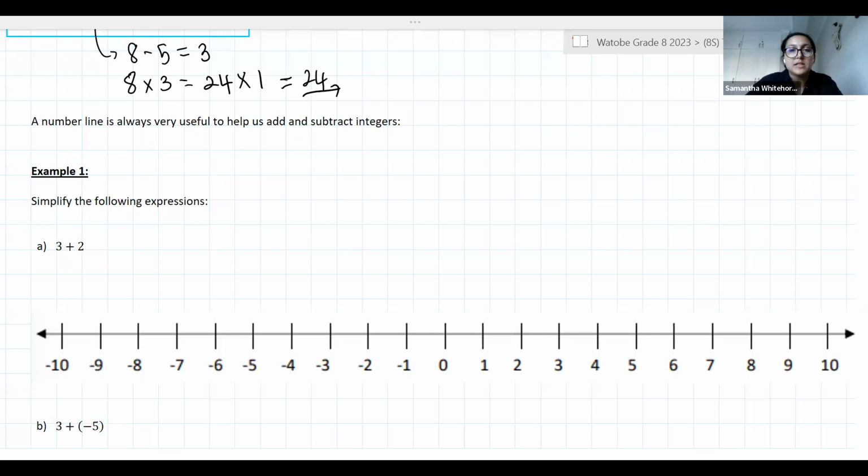So guys, the first one is nice and easy, 3 plus 2. Now I know most of you probably know exactly what that is. There's no real need to try and overcomplicate it, but I just want to show you how the number line can be used.